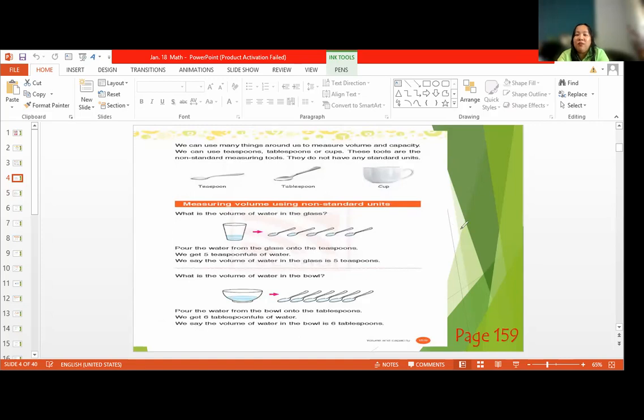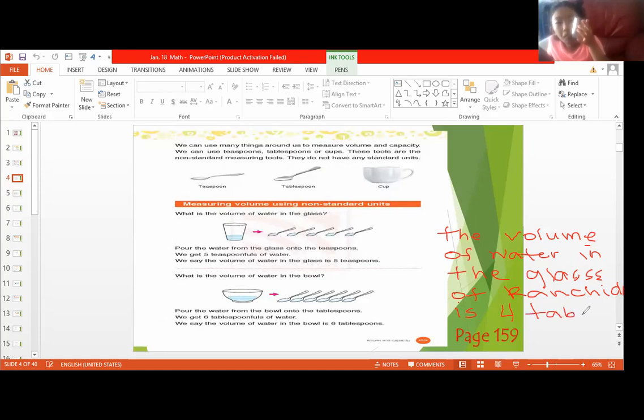So the volume of water in the glass of Ranchida is how many? Four tablespoons. Yeah, you will do it the same like that. The volume of water in the glass of Ranchida is four tablespoons. You got it now, class.